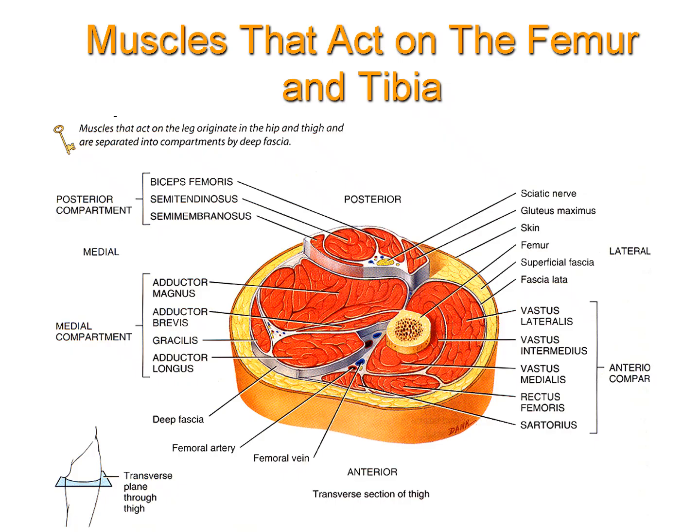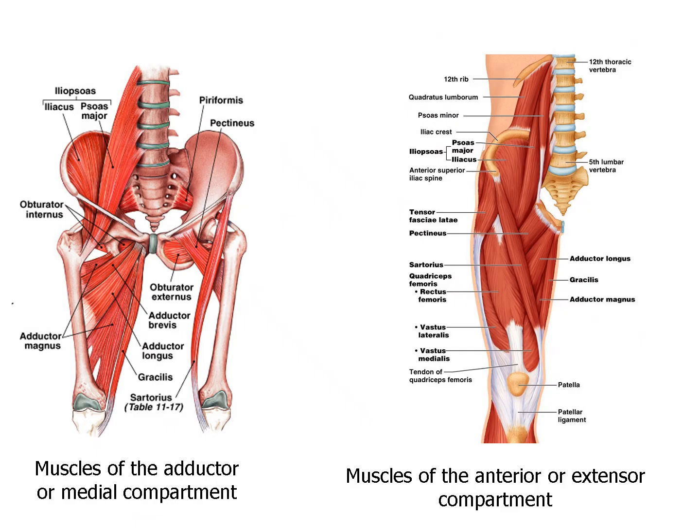The posterior compartment is the flexor compartment and is occupied by the hamstrings, which extend the thigh at the hip and flex the leg at the knee joint. The picture on the left shows the muscles of the adductor compartment, which includes the adductor magnus, longus and brevis, and the pectineus and gracilis. All of these muscles have their origin on the inferior ramus of the pubis and insert on the medial surface of the tibia. The picture on the right shows the muscles of the anterior compartment.